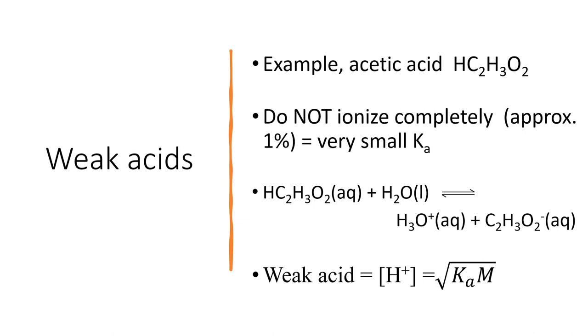Weak acids, on the other hand, for example, acetic acid, do not ionize completely. They only ionize approximately 1%. So we do have an equilibrium. Here I list the example of acetic acid, the ionization of acetic acid in the long form. I could show you how we get this formula, but for simplicity's sake, we're just going to say to find the hydronium ion concentration of a weak acid, we need to use this formula, the square root of the Ka times the molarity of the acid.